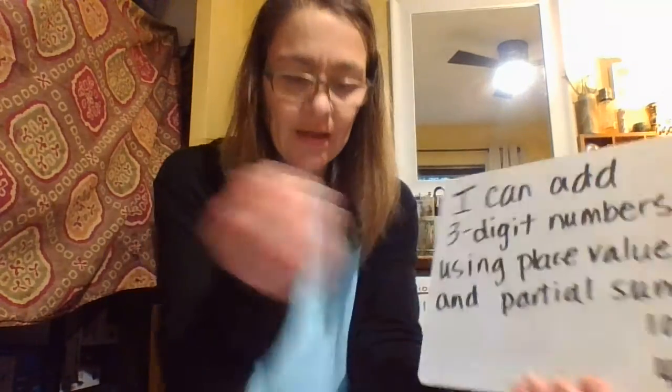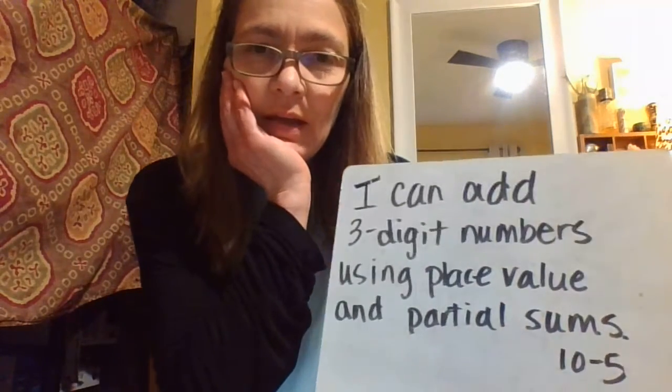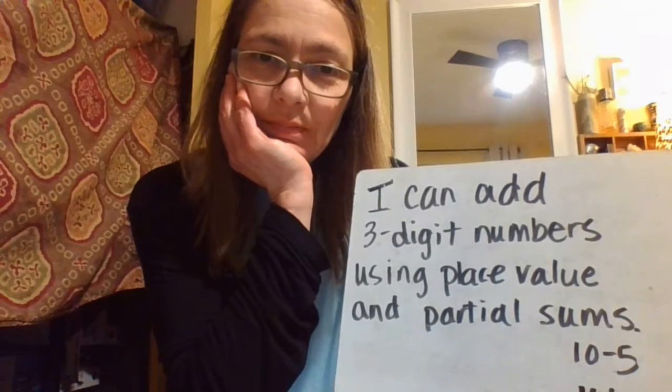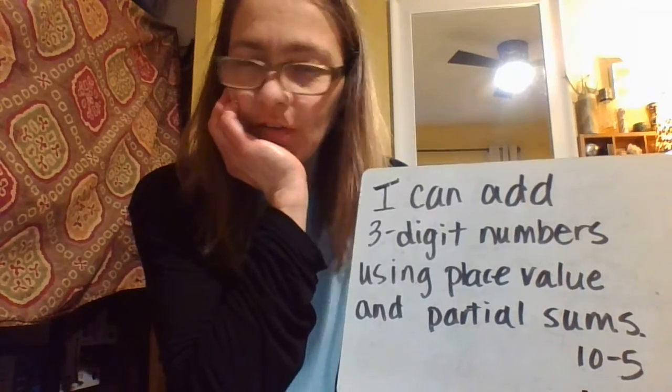Okay, and I'm going to move and shift to 10-5 because that is introducing a new concept. Actually reintroducing, because it has to do with partial sums, and we used partial sums when we added two-digit numbers. So now we're going to apply it to three-digit numbers. Okay, so we are on page 449, 10-5, and I've written out the I can statement. And you're going to need your workbook and your whiteboard and your place value chart.